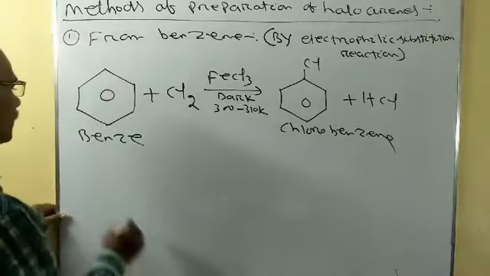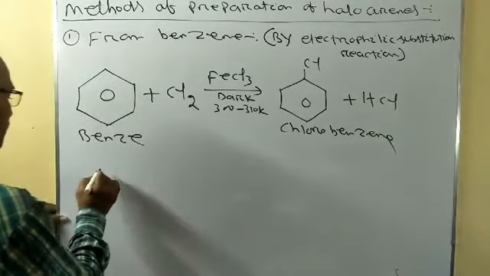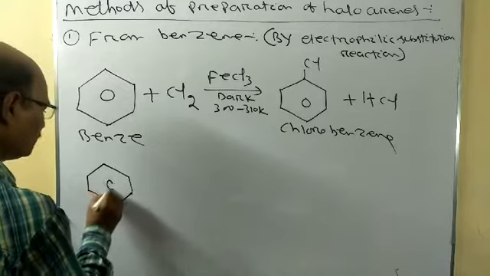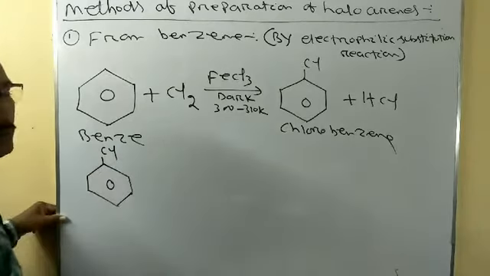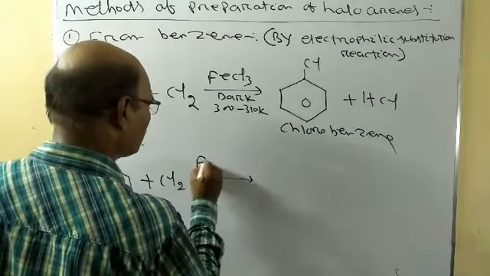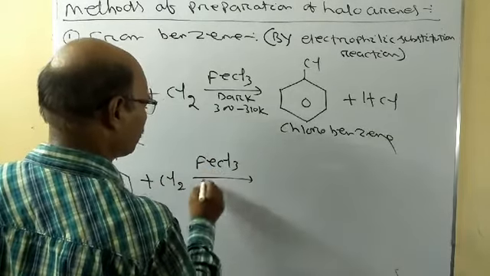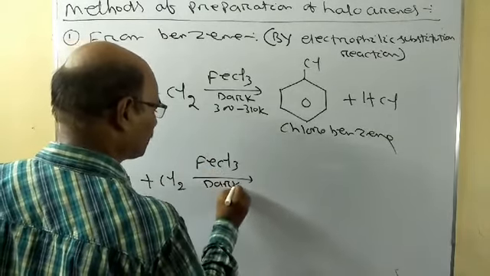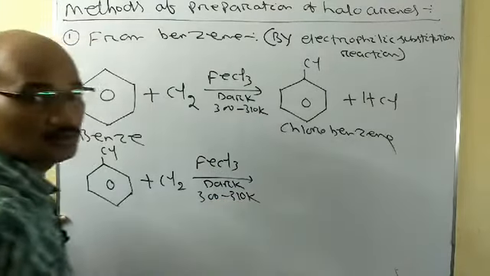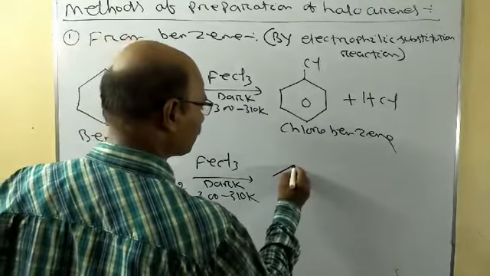Now again, if you take this chlorobenzene plus Cl2, again FeCl3, dark, 300 to 310 Kelvin, what will we get?